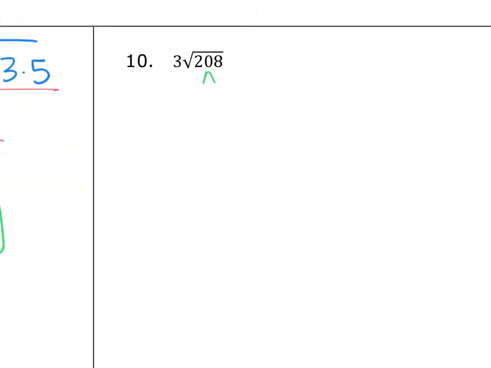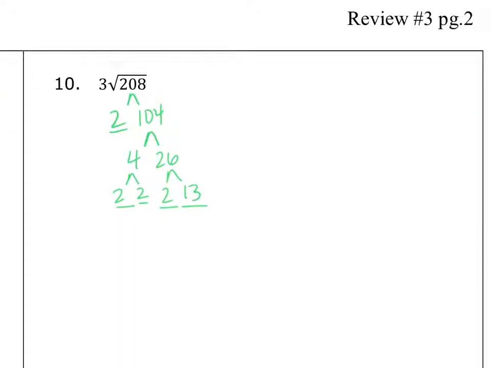Problem 10, 208, I see, ends in an 8, so I know it's an even number, so divisible by 2. 104, still a pretty big number. I could try dividing by 4, and I get 26, so that works. 4 can be broken down to 2 and 2. 26 is 2 and 13, and 13 cannot be broken down further.